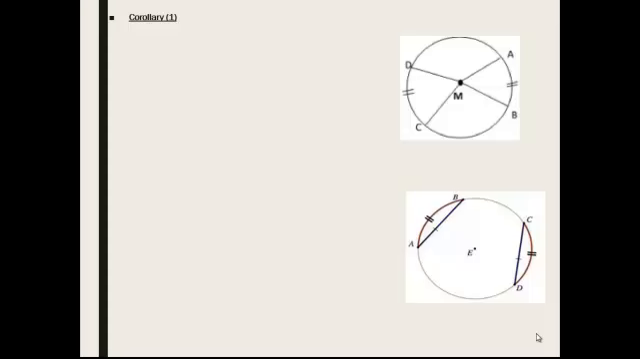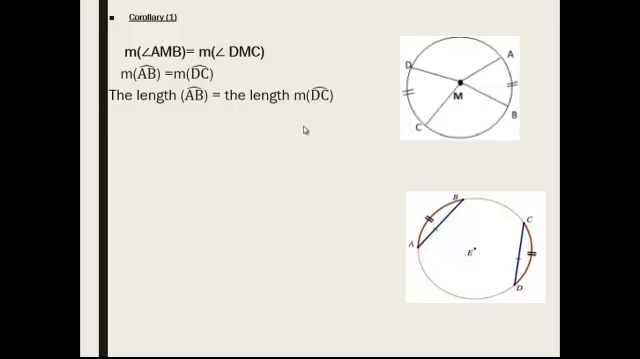I have a theorem. Since the measure of central angle AMB equals the measure of central angle DMC, I have two central angles equal in measure. Then I have two arcs equal in measure. Then the measure of arc AB equals the measure of arc DC, and the length of arc AB equals the length of arc DC. If you have two central angles equal in measure, then you have two arcs equal in measure, and then two arcs equal in length.